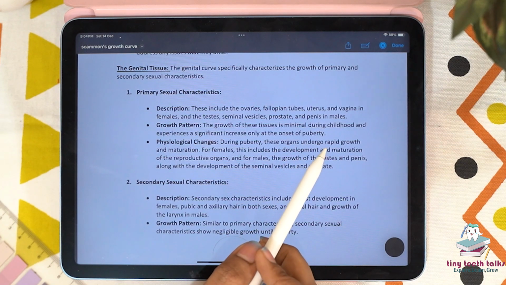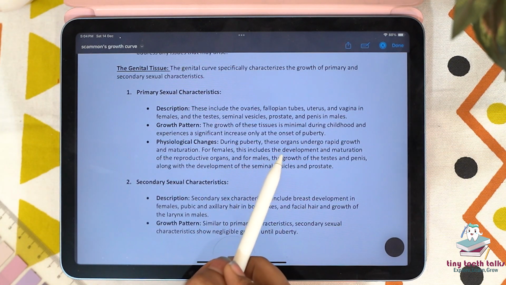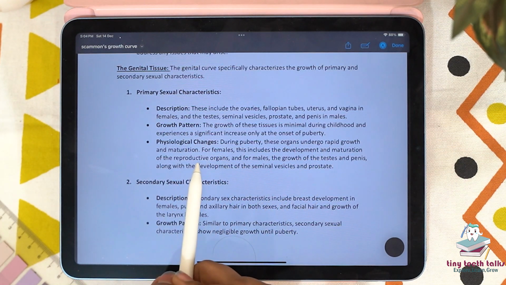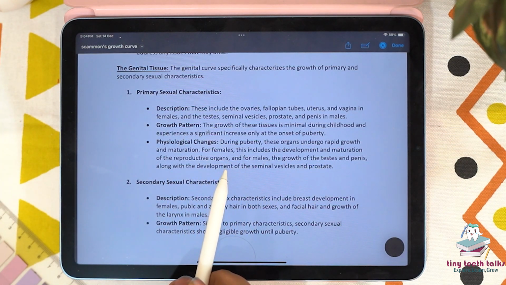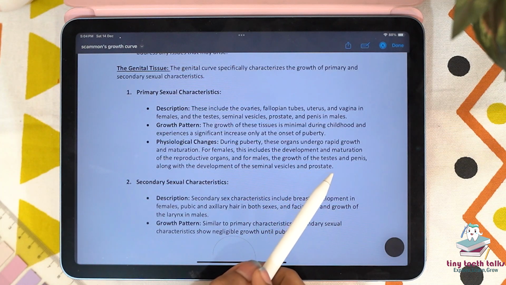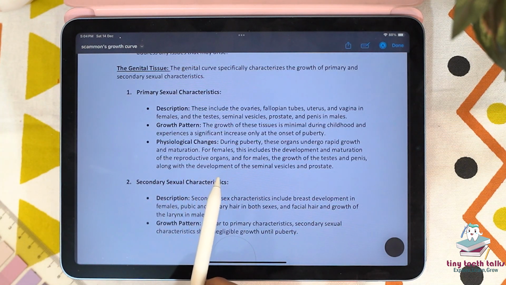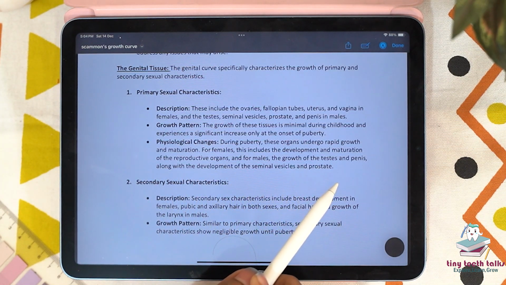Physiological changes. During puberty, these organs undergo rapid growth and maturation. For females, this includes the development and maturation of the reproductive organs, and for males, the growth of the testes and the penis along with the development of the seminal vesicles and prostate.